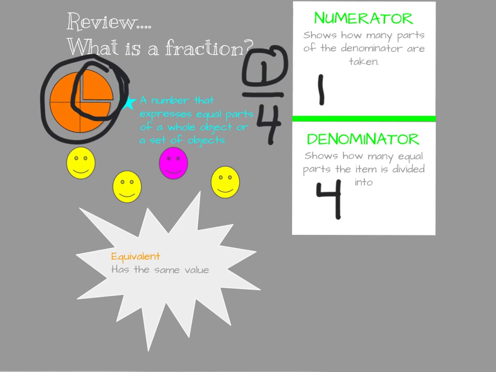And then in our second example, right here, we have 4 separate objects. We have 4 smiley faces, and we can see that one of these 4 is pink. So that would also be expressed 1/4. Because we have just one of these objects that is pink, and then there are 4 total objects. So the 4 is our denominator.